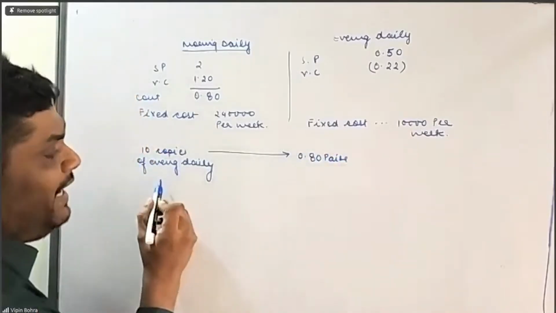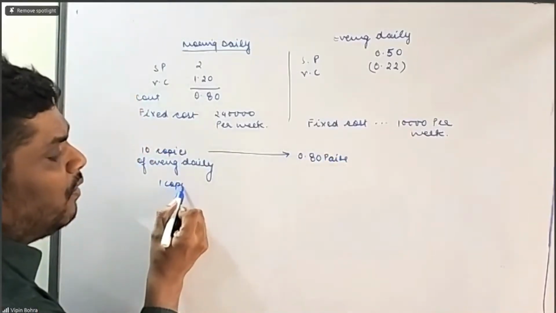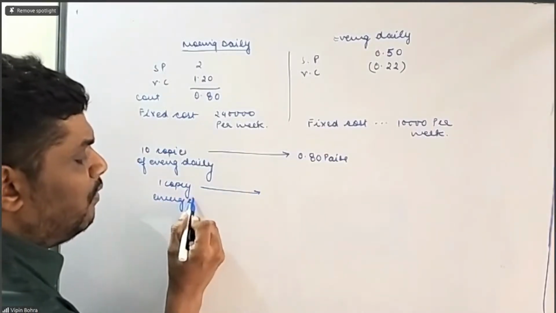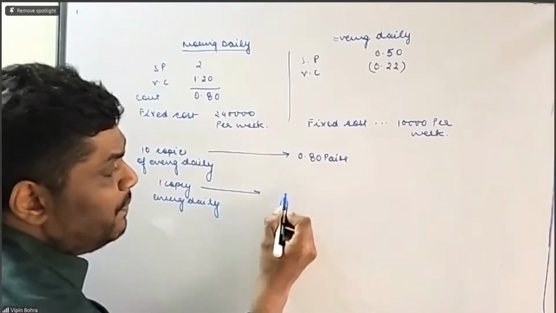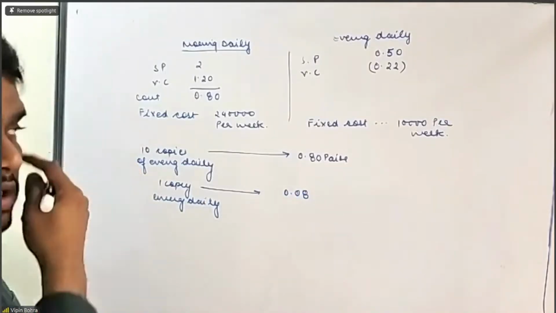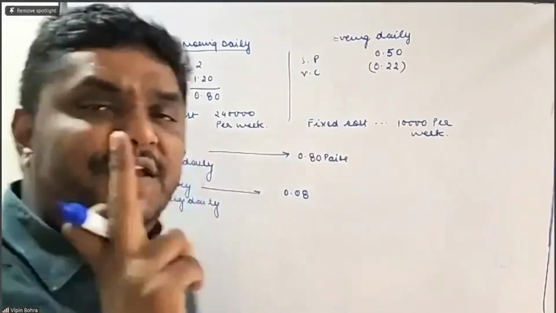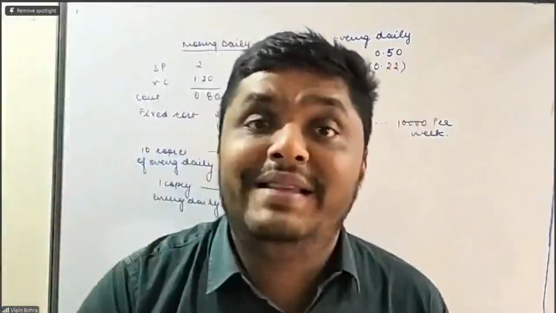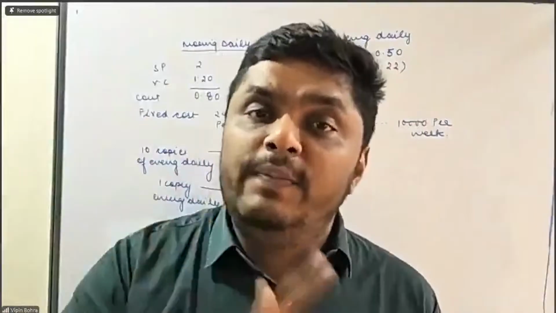So we can say for every copy of evening daily, we can say there is an opportunity loss of 8 paisa. So for every copy of evening daily, there is a variable cost of 22 paisa, but there is an opportunity cost of 8 paisa also.